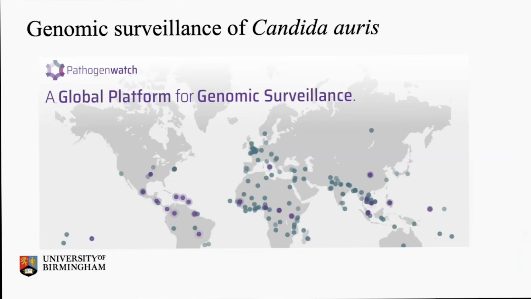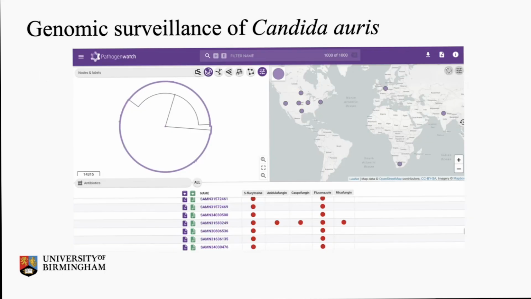So in light of that, we have worked with David Aanensen and his team at the Centre for Genomic Pathogen Surveillance in Oxford to develop Pathogen Watch, which is a global platform for genomic surveillance. And there is a Candida auris scheme on there, and we are working to develop this for other Candida species as well. This was released 2 years ago, and basically what you can do is you can upload your own genomes, and it will rapidly type them in terms of known antifungal drug resistance mutations. It will place it in a phylogeny in context with up to 1,000 publicly available Candida auris genomes.